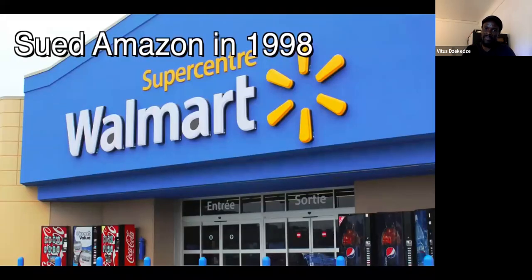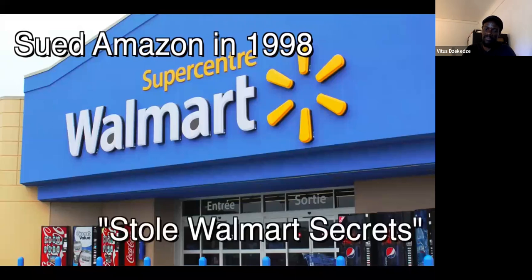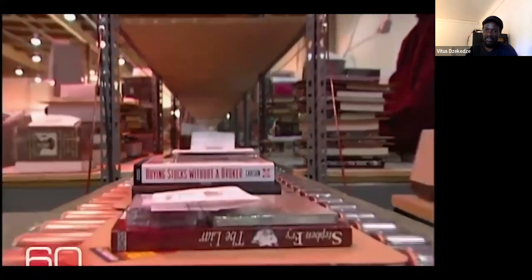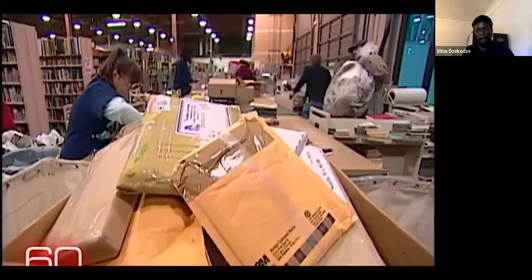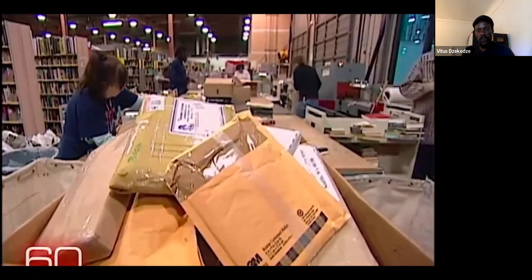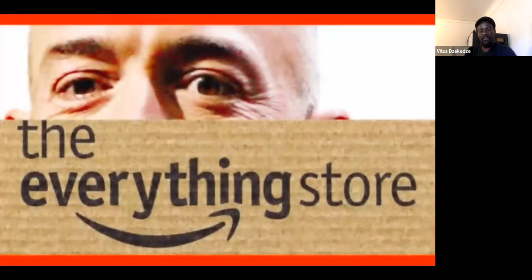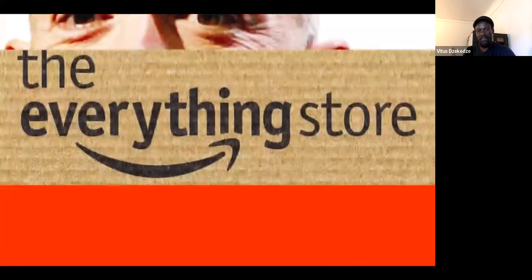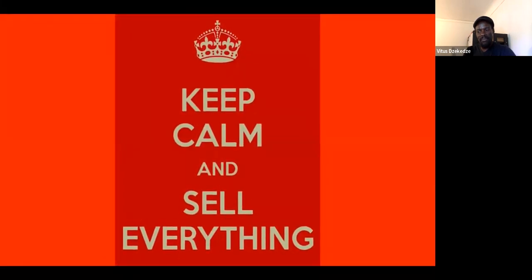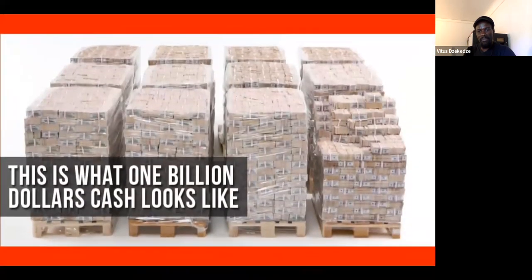Amazon was then sued again by Walmart in 1998, alleging that Amazon stole some of Walmart's secrets by hiring former Walmart executives. The suit was also settled out of court. Despite these lawsuits, Amazon continued to grow at a tremendous rate by mainly selling books. But selling just books was not good enough for Jeff Bezos. So later in 1998, the company made a big decision to expand beyond books and started selling a little bit of everything. This was the first step that Amazon took towards becoming the everything store. The decision made Amazon's revenue jump to nearly $1 billion, cementing itself as one of the giants of the e-commerce industry.